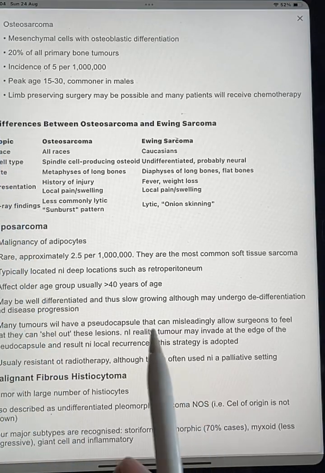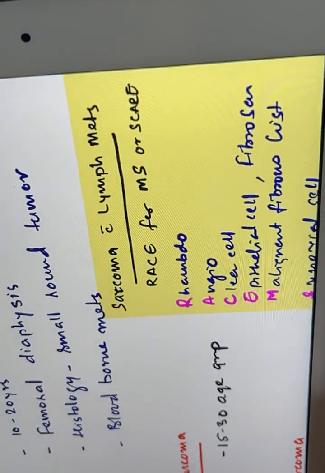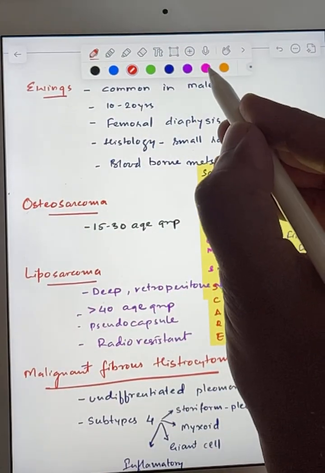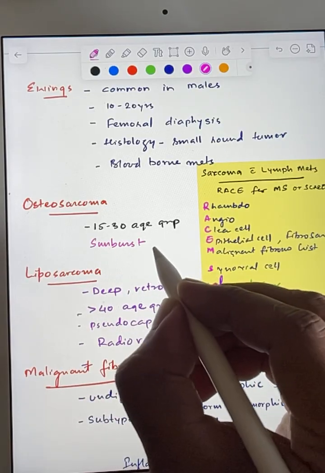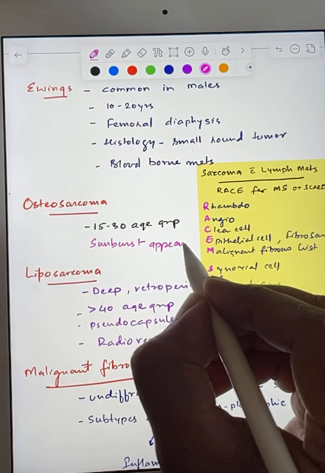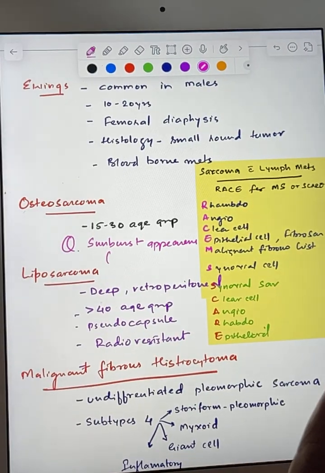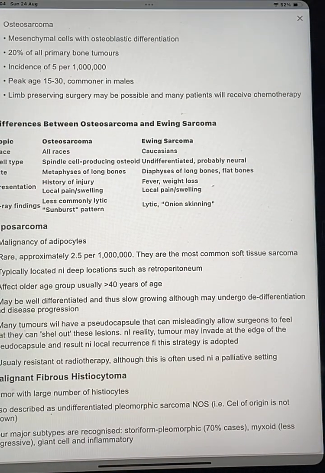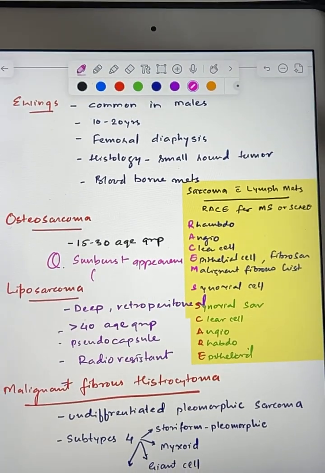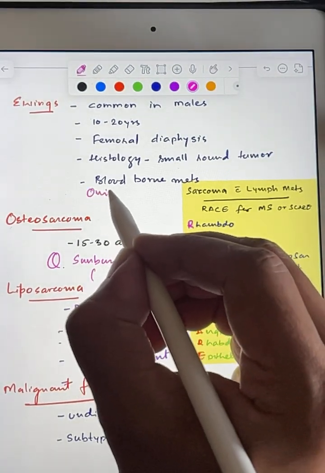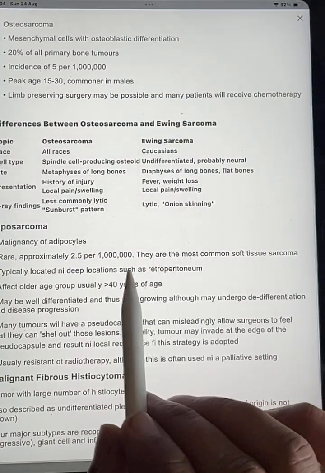Osteosarcoma, you can see in osteosarcoma there is a sunburst appearance. This is the question asked. Osteosarcoma has sunburst, while in Ewing sarcoma there is onion skin. Periosteal lifting is there, onion skin.